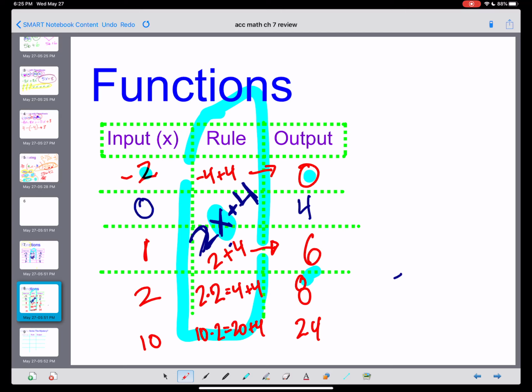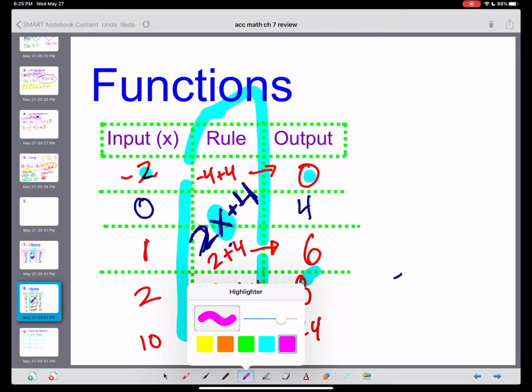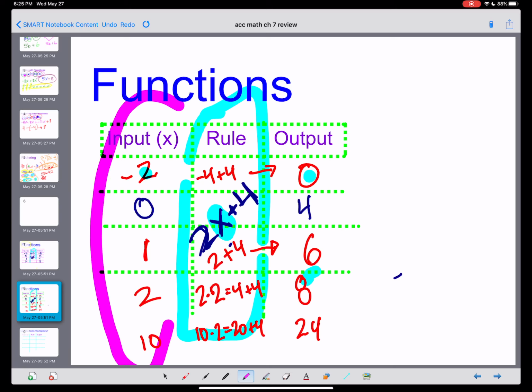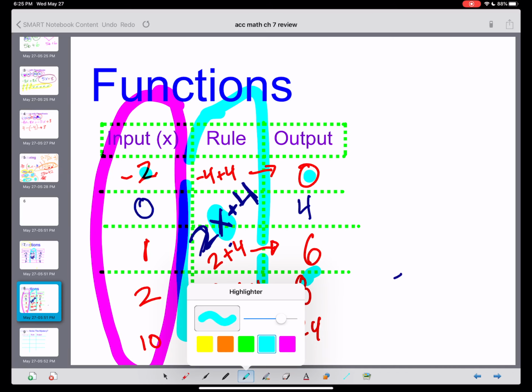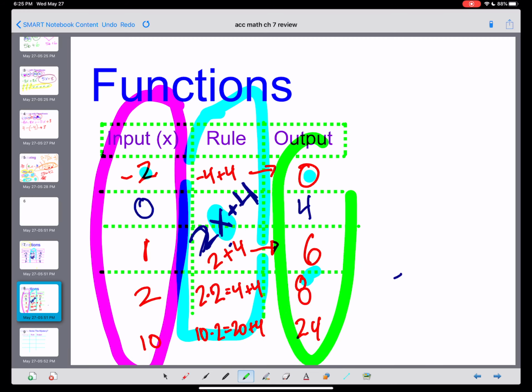So here, again, we have all of our inputs on the left. Those are equal to x. And then when you're graphing it, our outputs, which are over here, are going to be your values that are equal to y. More on that at the end of the video.